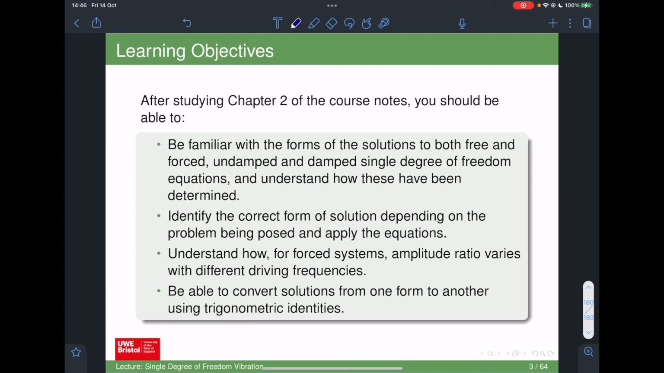That helps with the graphs that we looked at. And be able to convert solutions from one form to another using any trigonometric identities, which is what we've just done. For the problem that we've just done, there'll be a MATLAB file that will also go through the solution to have a look at, showing that those two signals are in fact the same. I'll do that.